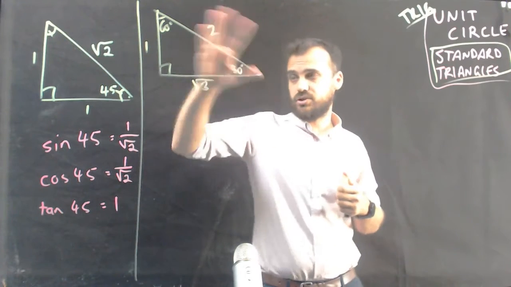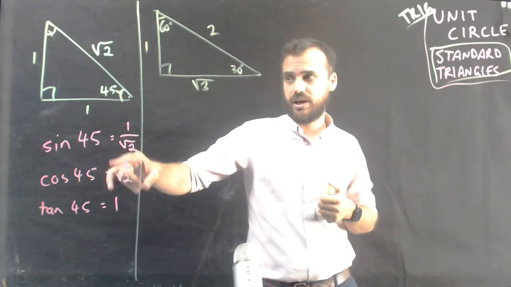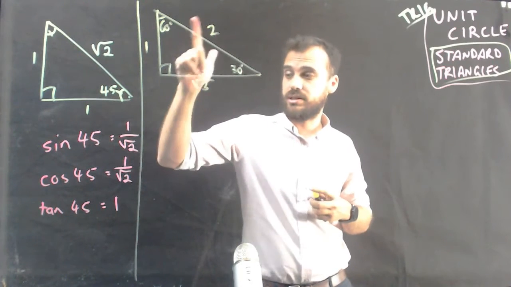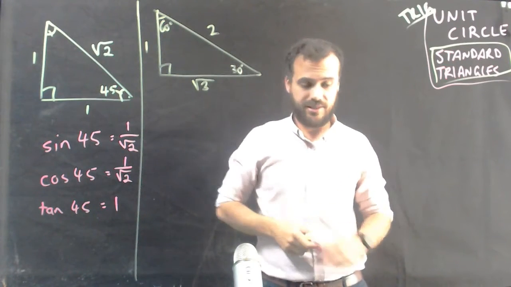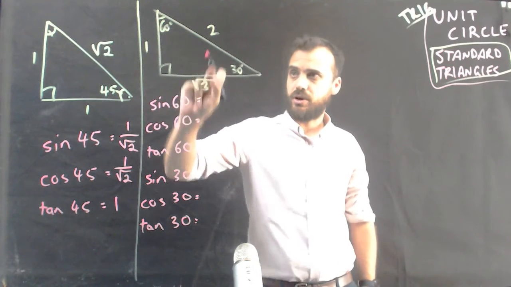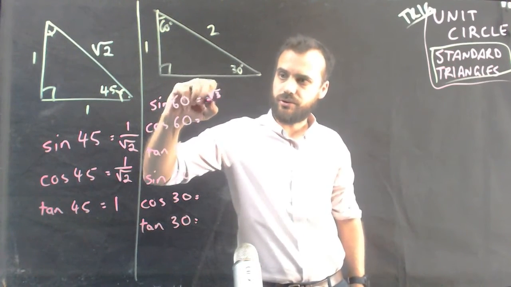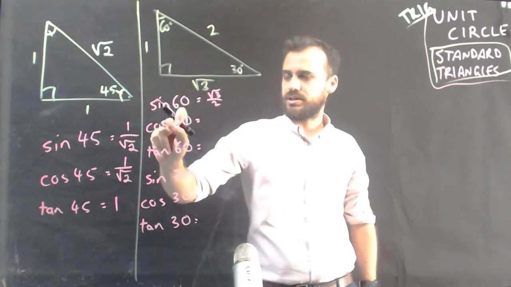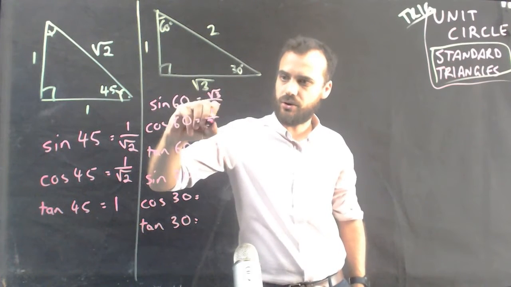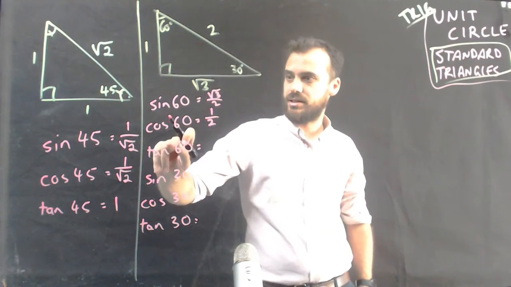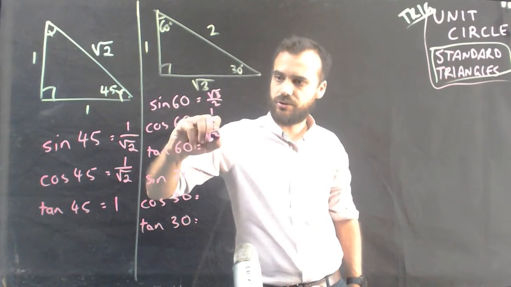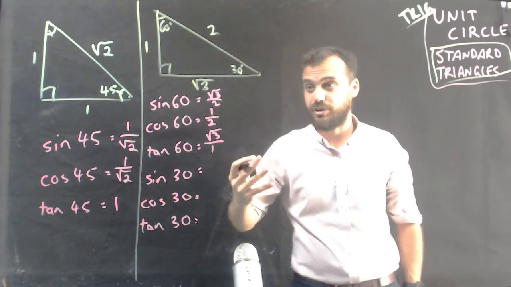Now, using this triangle, we can come up with exact values for sine 30, cos 30, tan 30, and sine 60, cos 60, tan 60. So sine 60 is equal to opposite over hypotenuse, root 3 on 2. Cos 60 is equal to adjacent on hypotenuse, 1 on 2. Tan 60 is equal to opposite over adjacent, root 3 on 1, which is just root 3.